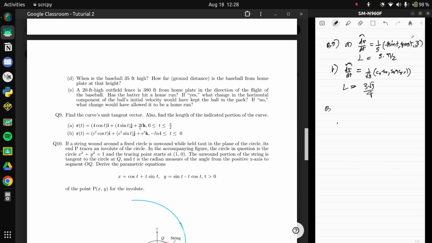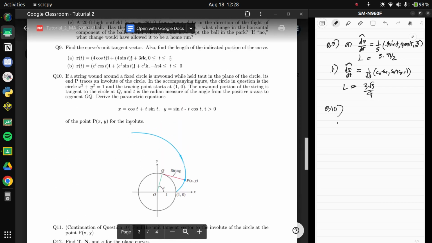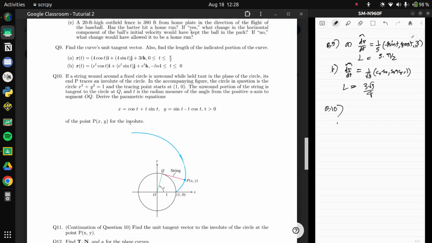Question 10. Question 10 is, if a string wound around a fixed circle is unwound while held taut in the plane of the circle, its endpoint traces the involute of the circle. In the accompanying figure, the circle in question is the circle x squared plus y squared equal to 1, and the tracing point starts at (1, 0). Okay, cool, fine. The unwound portion of the string is tangential to the circle at Q, and leaves the radius measurement. Okay, derive the parametric equations.